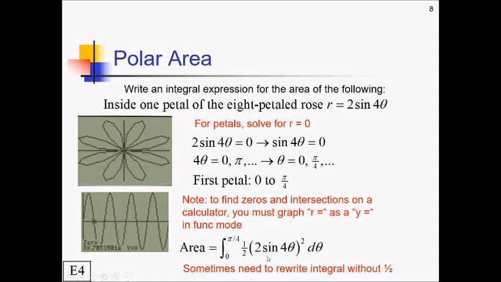So to do that, we typically just have to square the stuff and multiply by the 1/2. So we'd have 4 sine squared of 4 theta. 4 times 1/2 would just give us a 2 out here. So we could rewrite this as 2 integral sine squared of 4 theta d theta.